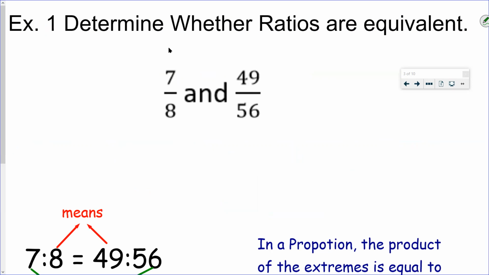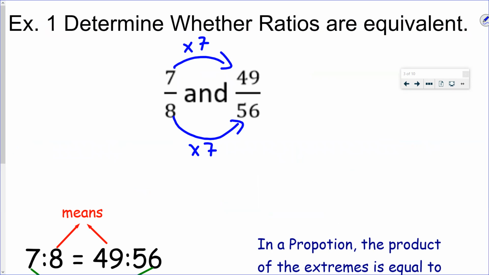So we need to first determine, are ratios equivalent? So if we look, 7/8 and 49/56, are they equivalent? Meaning, are they the same thing? The easy thing you can look at is you can say, hey, 7 times 7 is 49. Well, 8 times 7 is going to give us 56. So because if we multiply the numerator by 7 and we multiply the denominator by 7, we have a proportion, then we know they are equivalent.